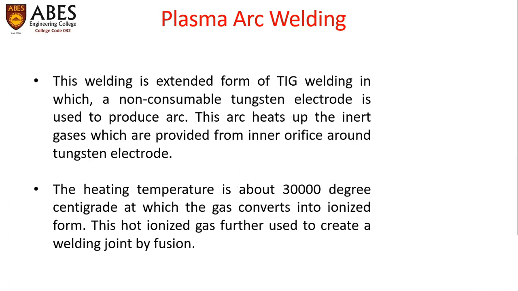Plasma arc welding is an extended form of TIG welding in which a non-consumable tungsten electrode is used to produce the arc. This arc heats up the inert gases which are provided from an inner orifice around the tungsten electrode. The heating temperature in PAW is about 30,000 degrees centigrade, at which the gas converts into ionized form. This hot ionized gas is further used to create a welding joint by fusion.